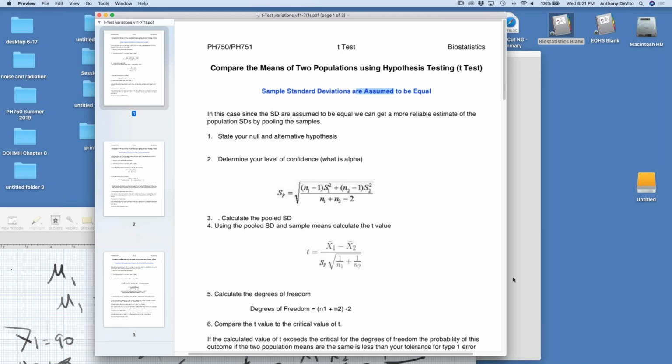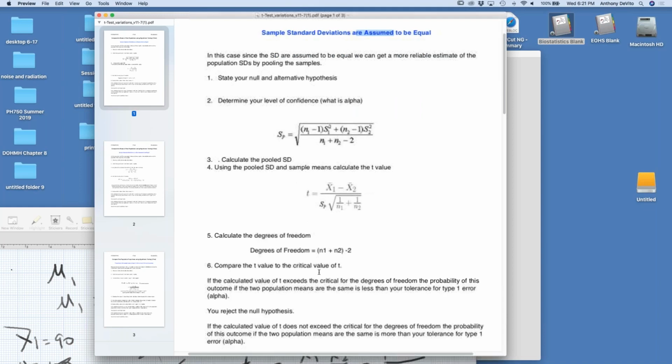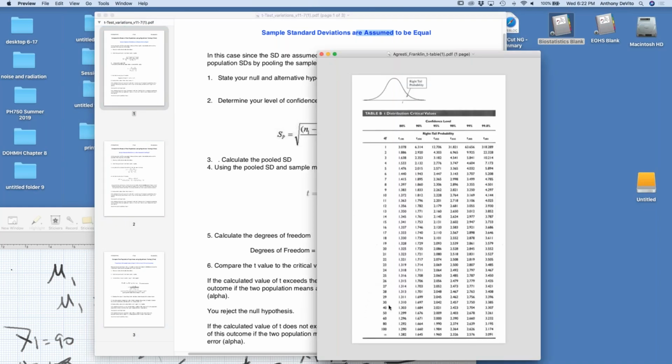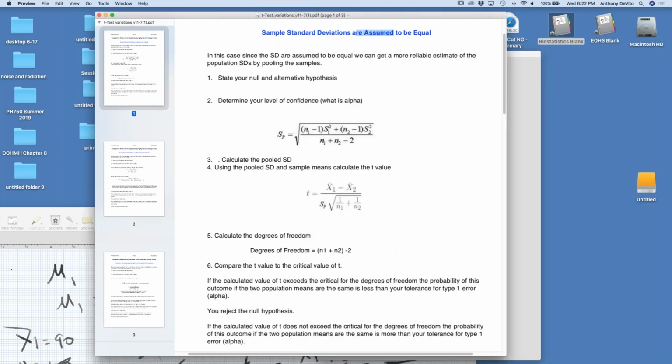But wait a second, what degrees of freedom am I going to use on the t-table? Well, your degrees of freedom are going to be the sum of the two sample sizes, 25 plus 25, minus 2, which would be 50 minus 2 is 48. So you would use, as close as you can come to 48, I'll use 50, you would use 2.009 as your critical value of t to compare this result to decide whether you can reject the null hypothesis.